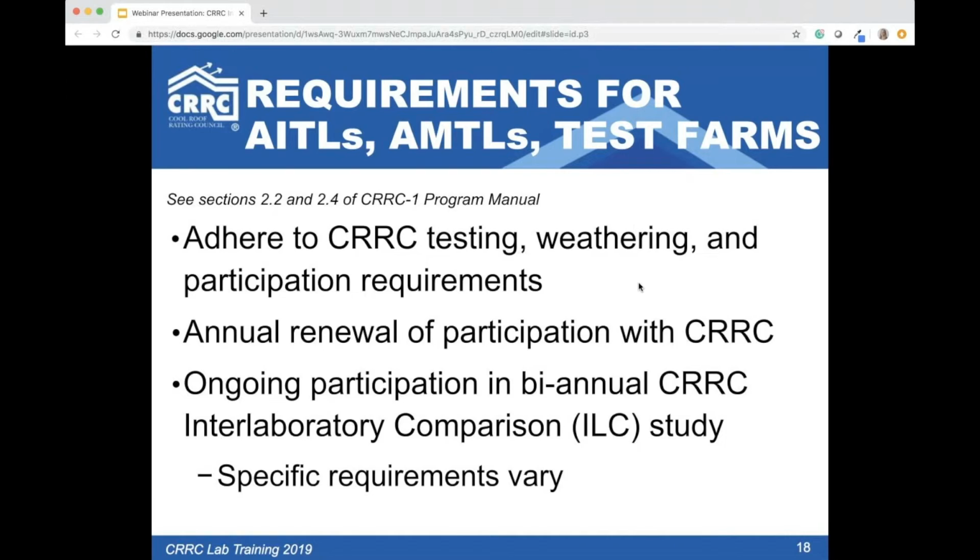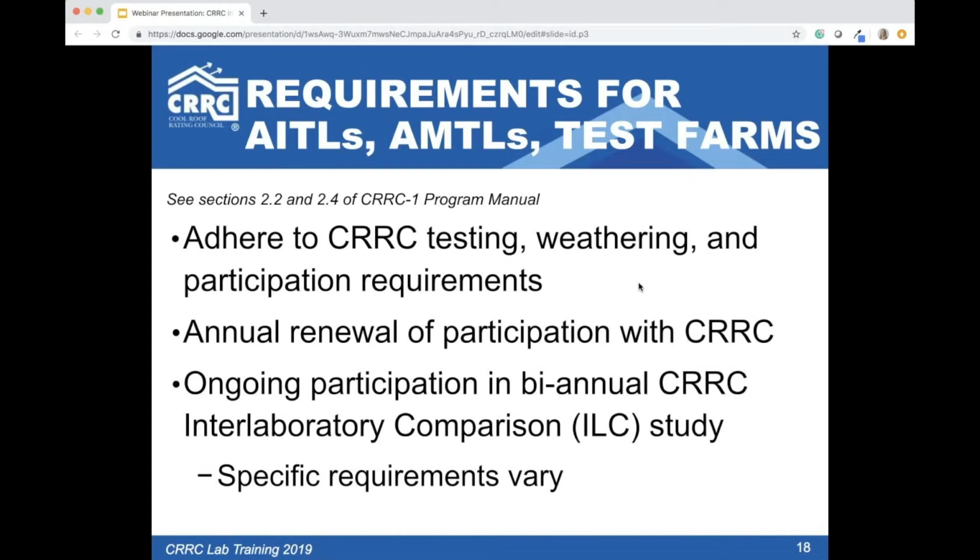Also, we have annual renewals, so that means that you're continuing to participate. We have an annual renewal fee, so paying that is another prerequisite for continuing to participate. And also, all of the AITLs, AMTLs, and test farms have to participate in the CRRC interlaboratory comparison study that happens every other year. So we did have one in 2019. The next one won't be until 2021.